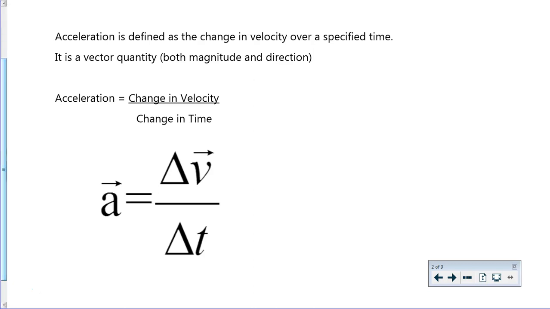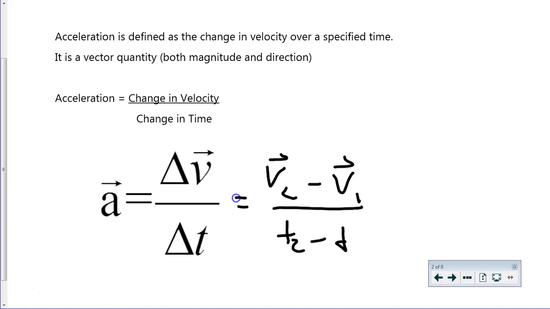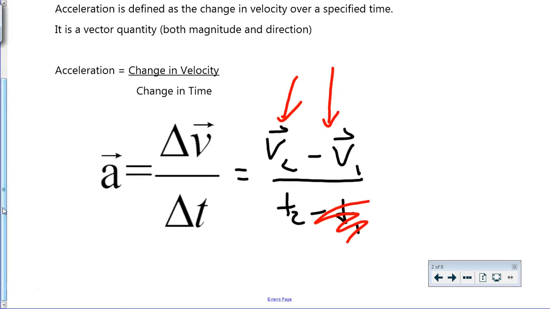The formula is pretty self-explanatory. Again, you can rewrite this as V2, the final velocity, minus the initial velocity, all over T2 minus T1. But in Science 10, most of the time your T1 is at a 0 point, so it's usually just your T2 value that's given in the question. That being said, the big thing to watch here is the vector components. This guy and this guy. Assign one direction as positive. Some of those things might be positive, some of them might be negative.